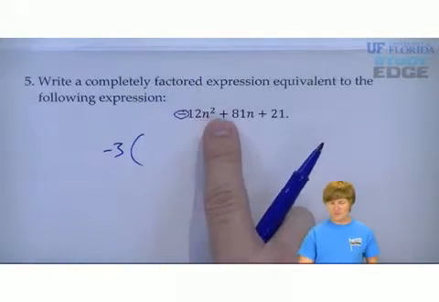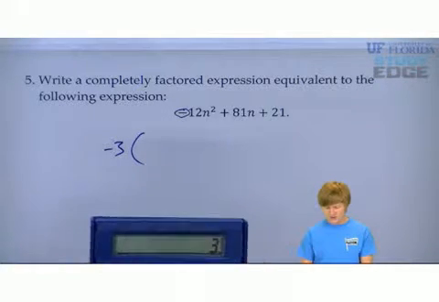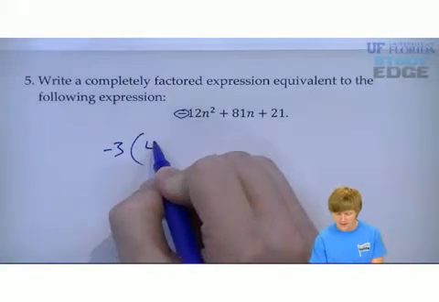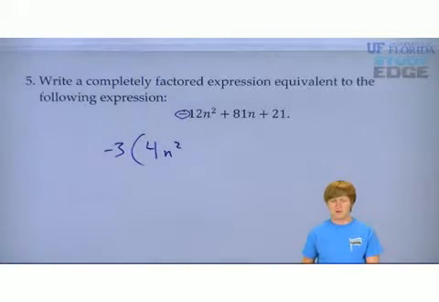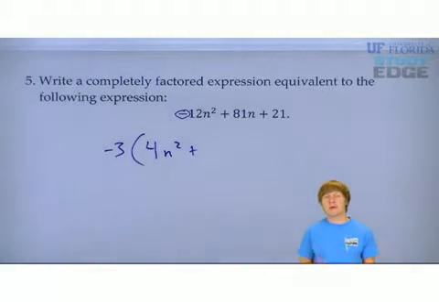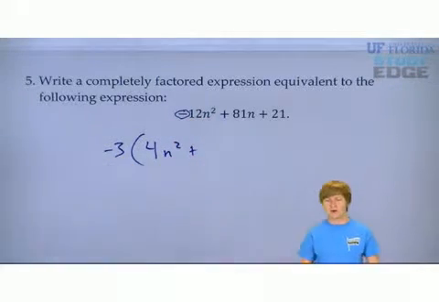So I'm taking negative 12n squared. I'm just going to take negative 12 divided by negative 3, and I get 4. Remember, a negative divided by a negative is a positive. This is going to be 4n squared. Cannot forget my variable. A very common mistake is that people will forget their variables, but you cannot do that. You can't just divide 12 by 3 and forget that there's an n squared there as well.